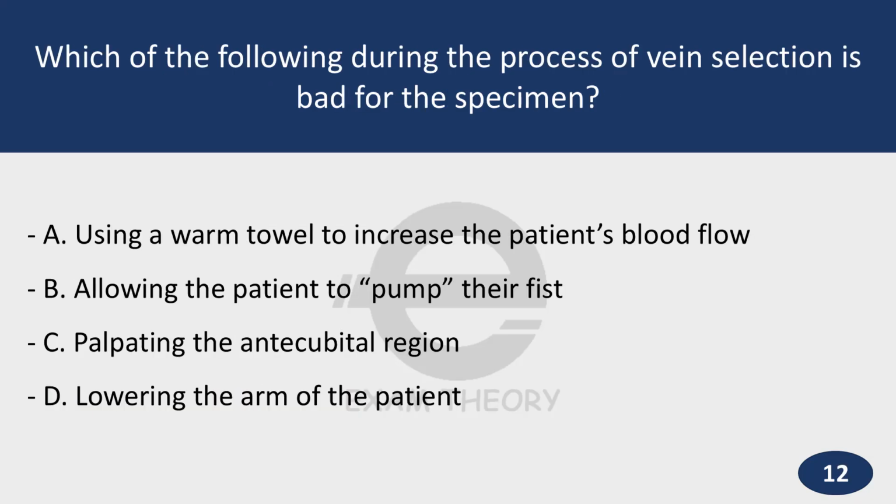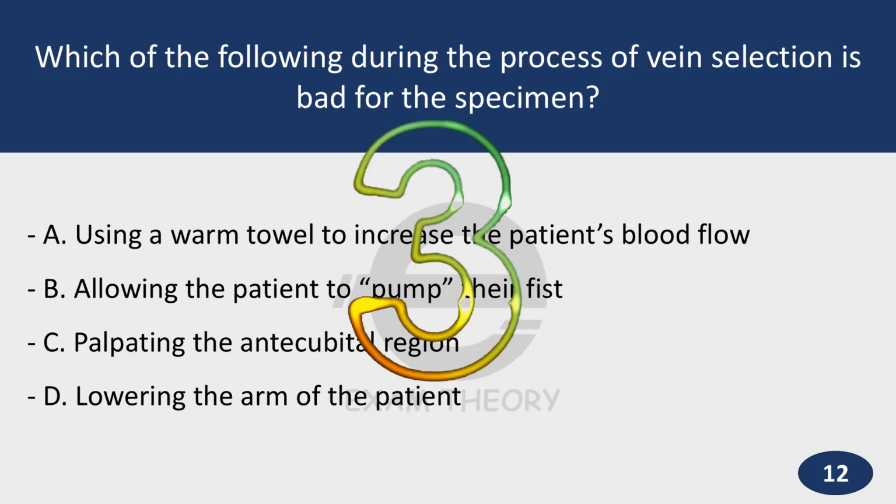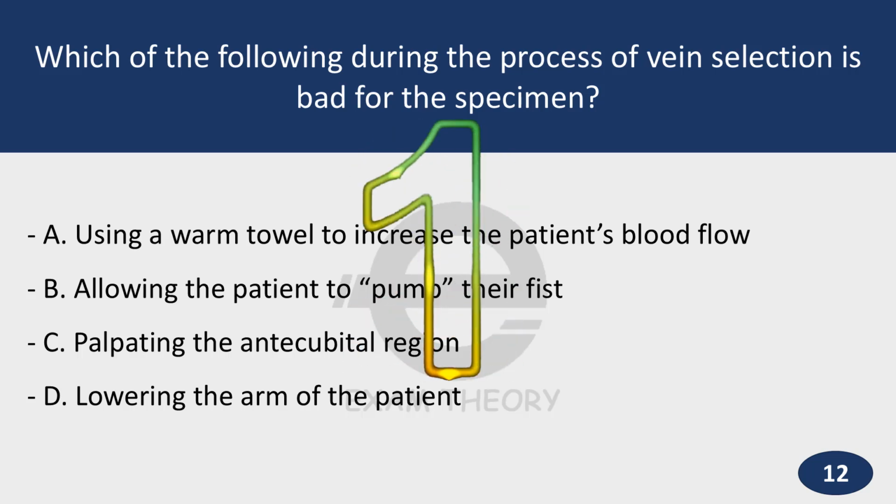Which of the following during the process of vein selection is bad for the specimen? A. Using a warm towel to increase the patient's blood flow. B. Allowing the patient to pump their fist. C. Palpating the antecubital region. D. Lowering the arm of the patient. The correct answer is B. Allowing the patient to pump their fist.